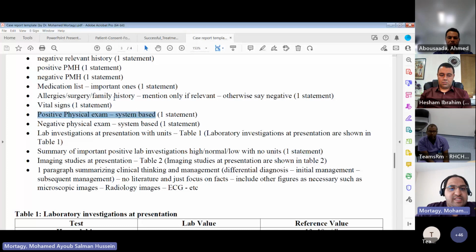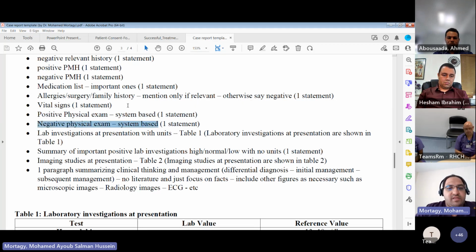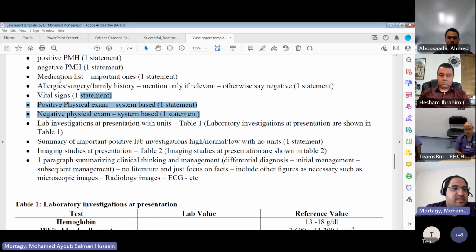And then you mention the physical exam, just one statement for the positive findings. Let's say this patient had rash or splenomegaly or hepatomegaly or whatever, and negative physical findings that the patient did not have, like he didn't have crackles, he didn't have edema, something that's related to the case. You don't have to mention the whole exam, just one statement of positive findings, one statement of negative findings. So that will be your physical exam. It can be done in one paragraph as well.